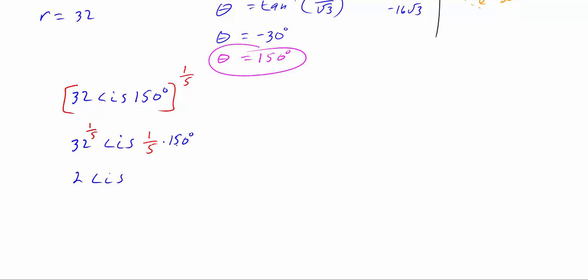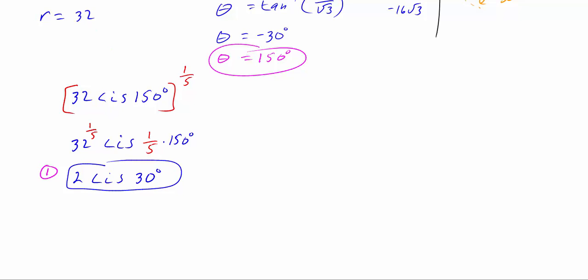And then 1/5 times 150, so 150 divided by 5, is going to be equal to 30 degrees. So this here is going to give us our first root. Because we're looking for fifth roots, that means we need to find 4 more.